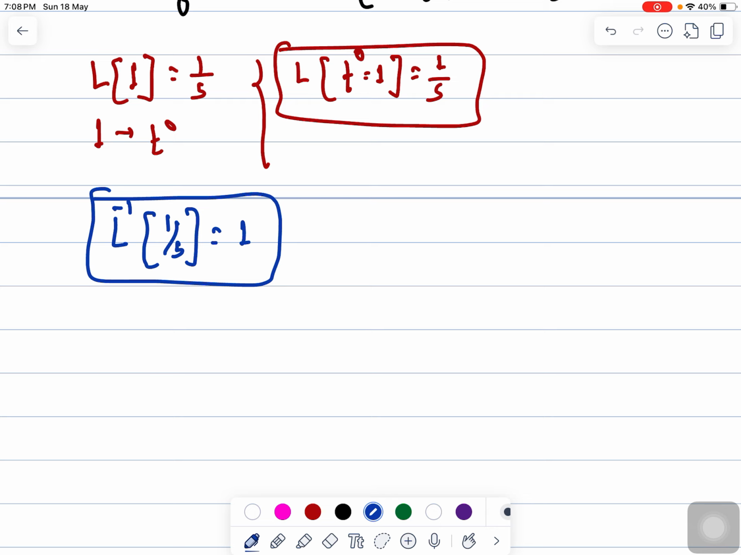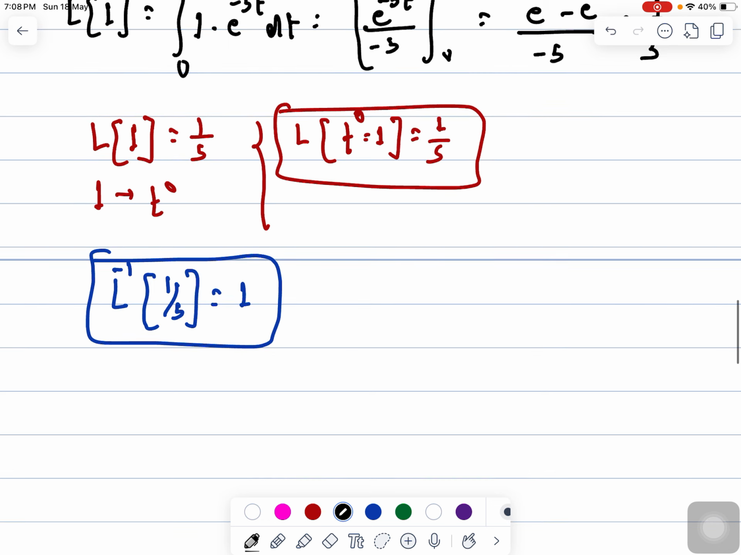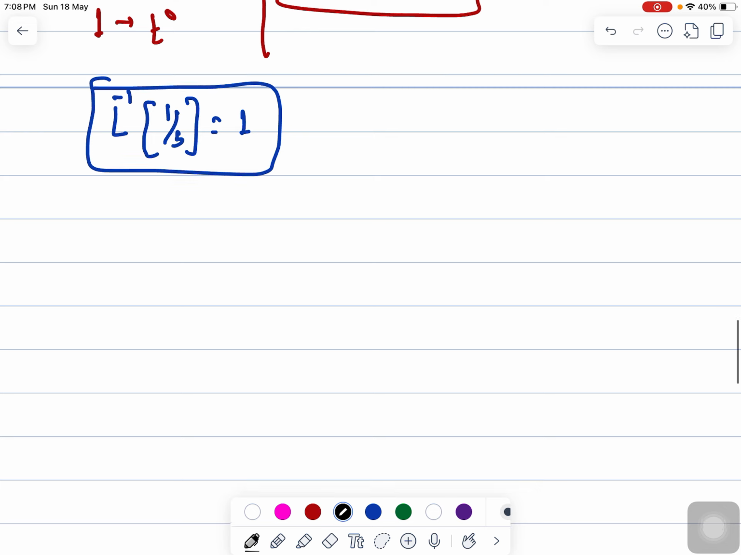When you know the Laplace, then definitely you will be knowing the inverse Laplace also. There should not be any confusion regarding that. This is exactly the inverse of that, right?